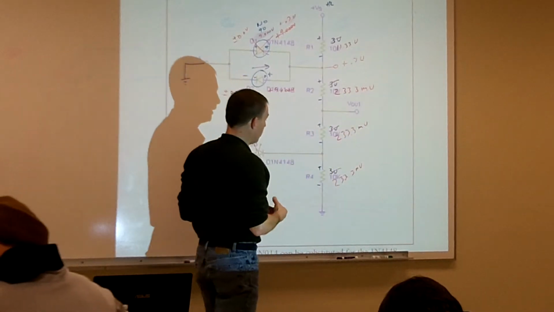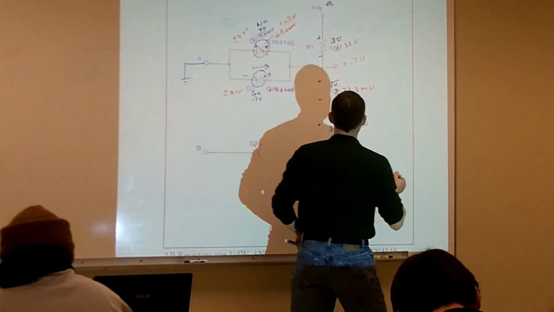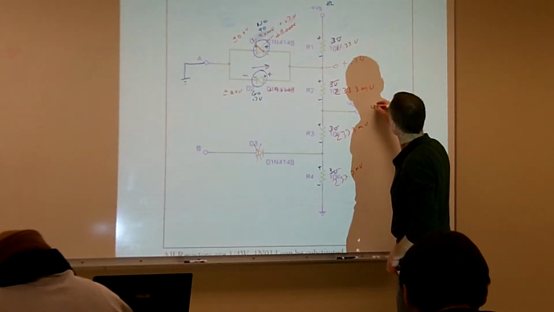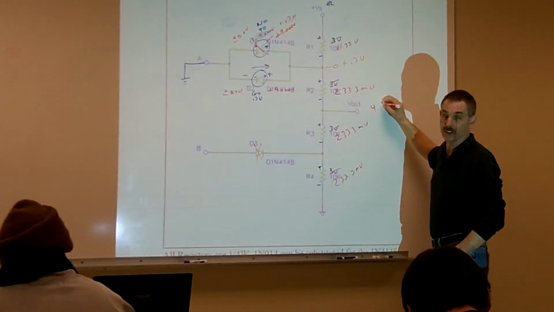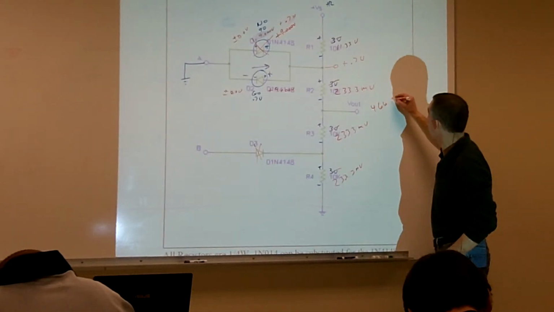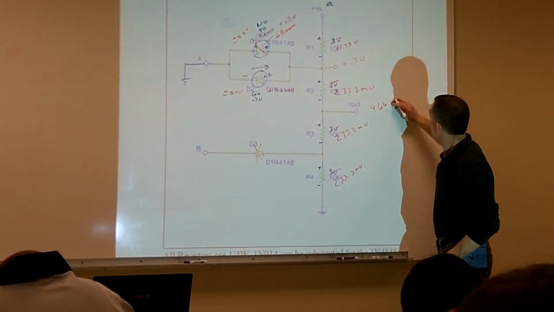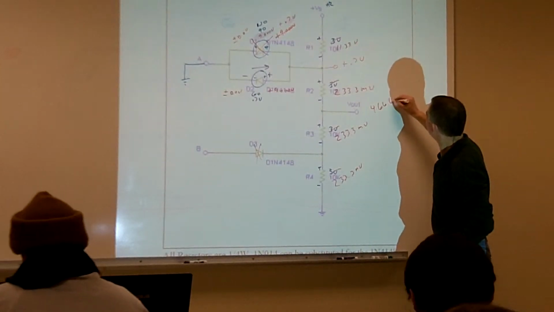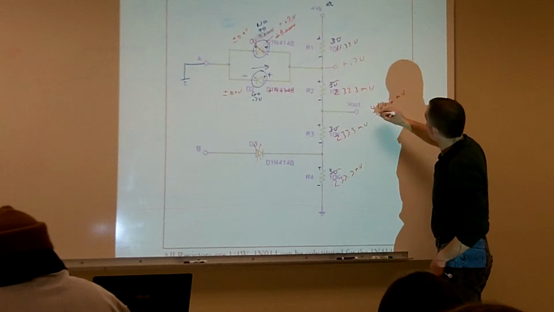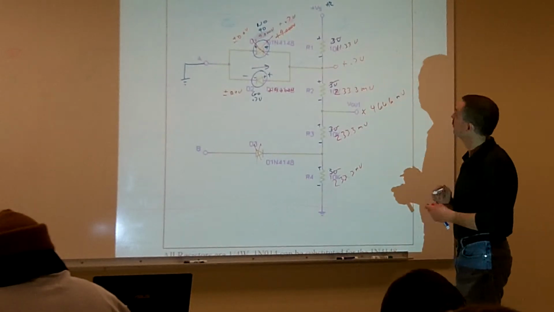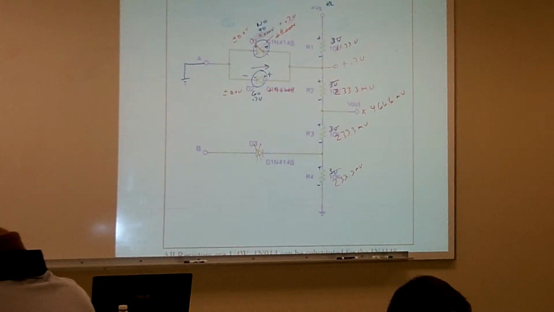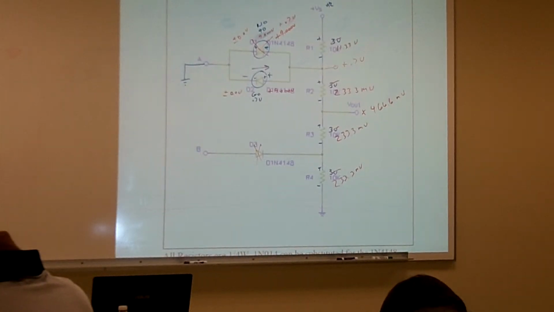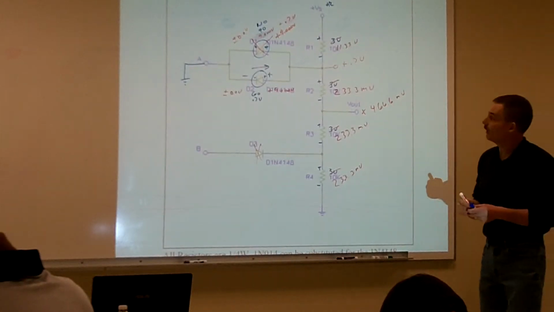What's my VL going to be then? 466.6 millivolts. That's going to be positive. What number was that? Number 2. Yeah. So then we took a look.